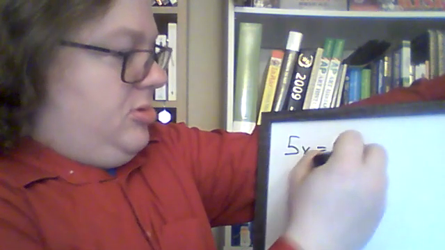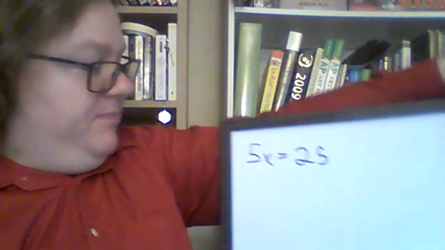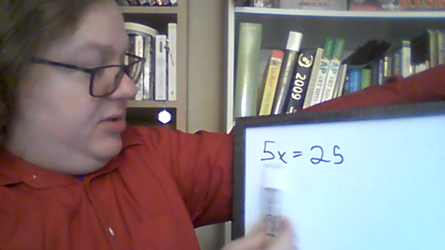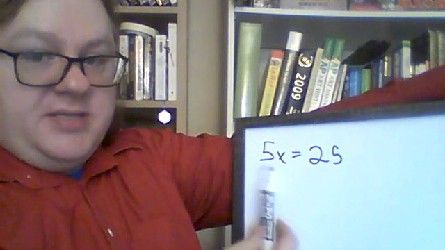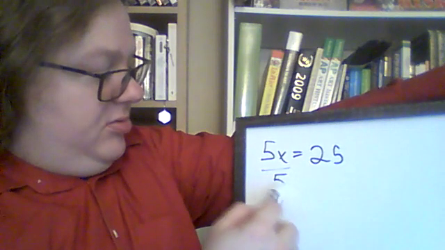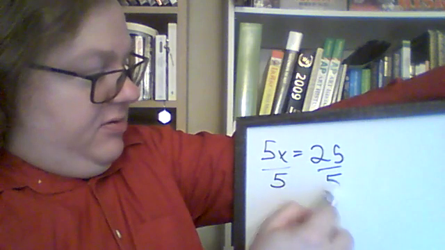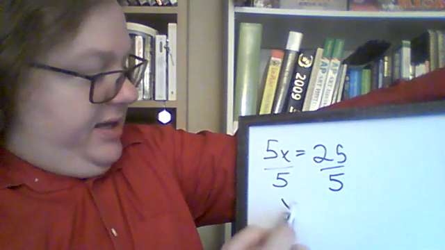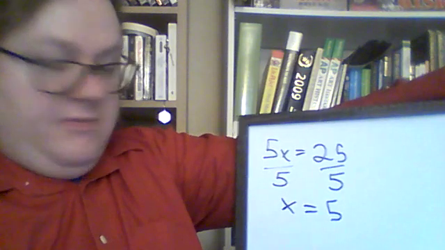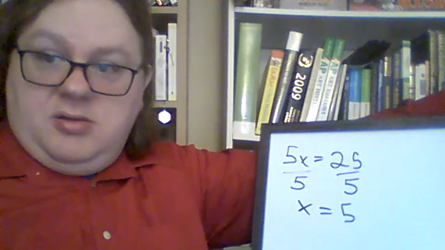This next one uses multiplication and division instead of addition and subtraction. 5x equals 25. So when the x is touching the number like this and there's nothing in between them, that means it's multiplying. So we're going to divide by 5, divide by 5, and then x equals 25 divided by 5, which is 5. Pretty simple, right?